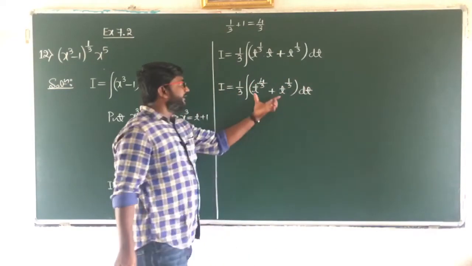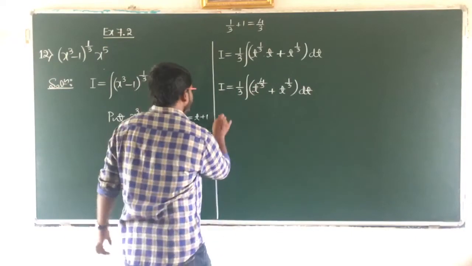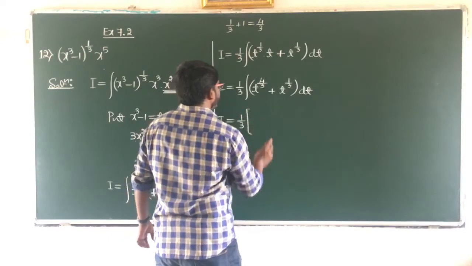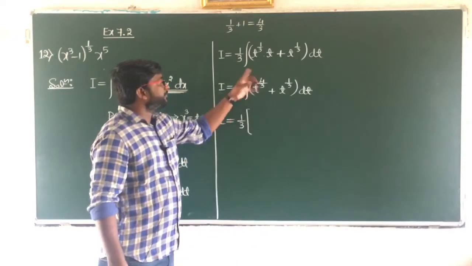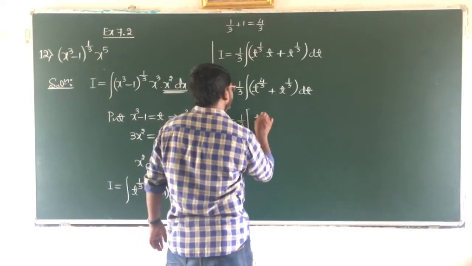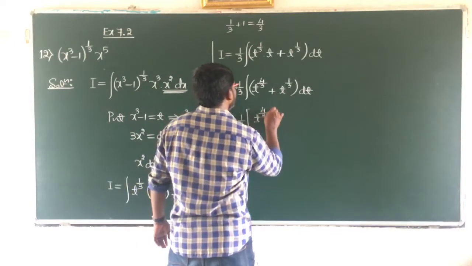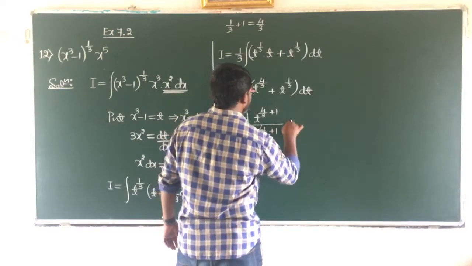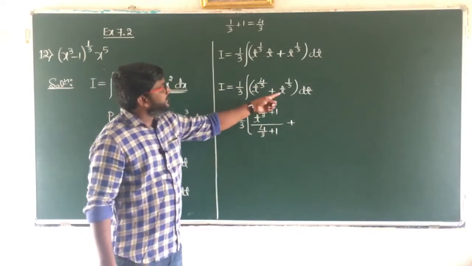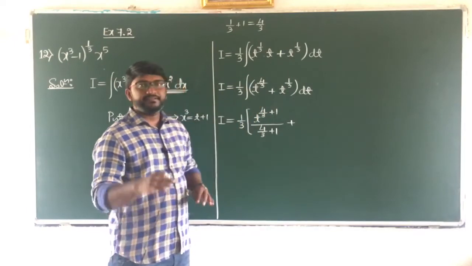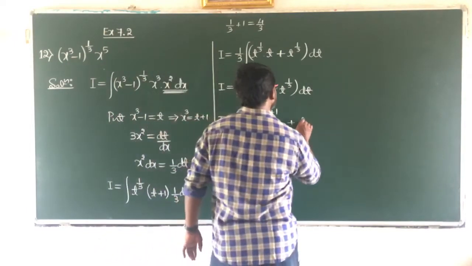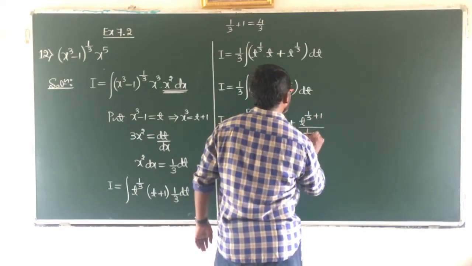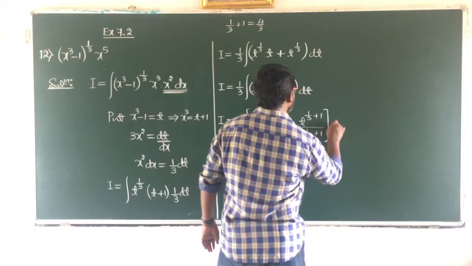So now integrate them separately. I is equal to 1/3, written outside. Now the integration of t^(4/3) is t^(4/3 + 1) divided by (4/3 + 1), plus the integration of t^(1/3), which is t^(1/3 + 1) divided by (1/3 + 1), plus c.